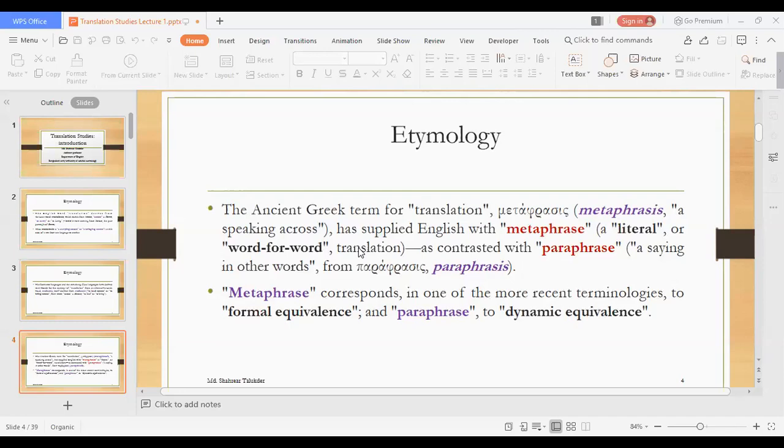Yes, sir. Why do we say equivalence? Equivalence means that it will be equal to the source language. Okay, so that means the source text and the target text, or TT, will be the same. They will carry the same weight. Sir, I want to say something. Yes, please go ahead.